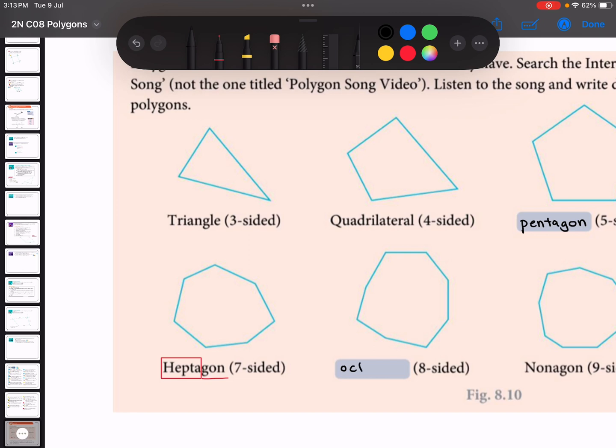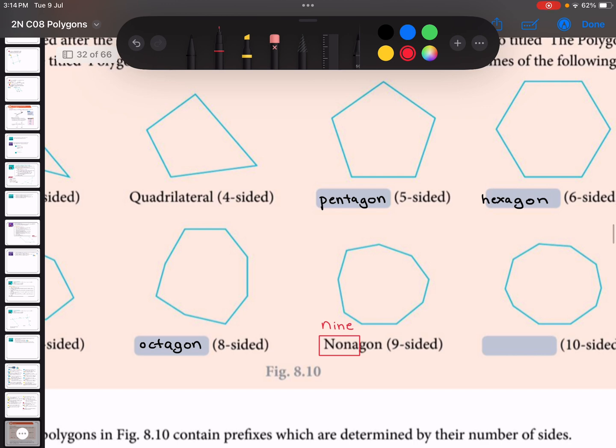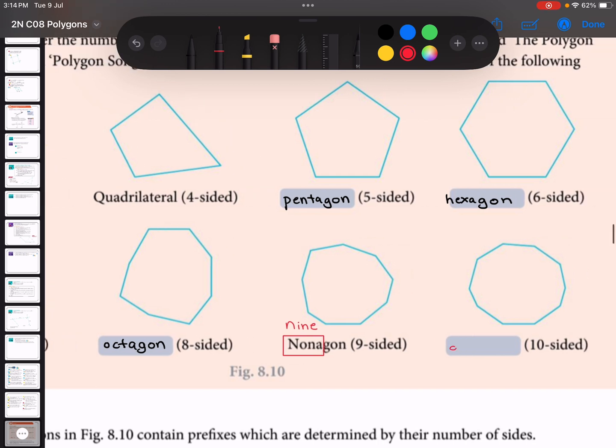Octagon, octopus, octagon. Nonagon, you remember it because when you spell your 9, it's N-I-N-E. So nonagon. Then 10 sides, decagon. Decimal, 10 sides, so decagon. I don't know why it's red in color, but please allow me to change.